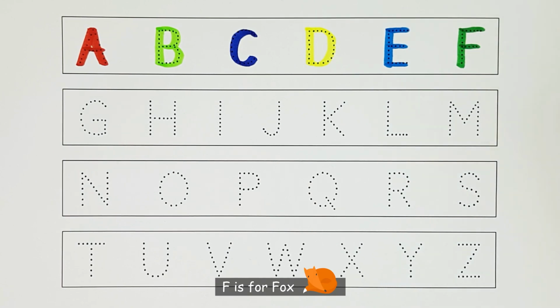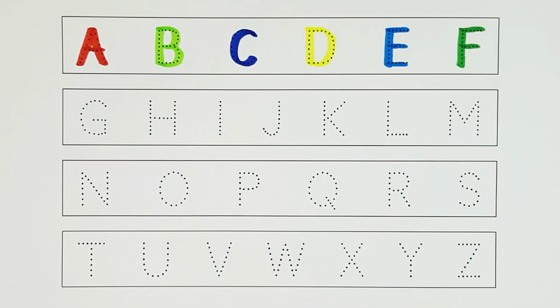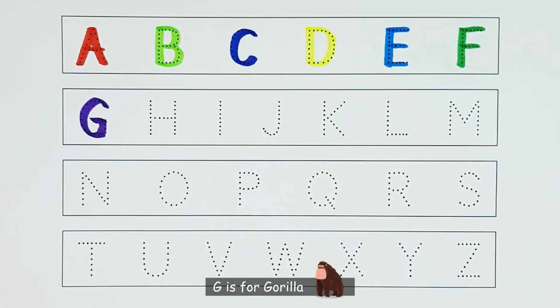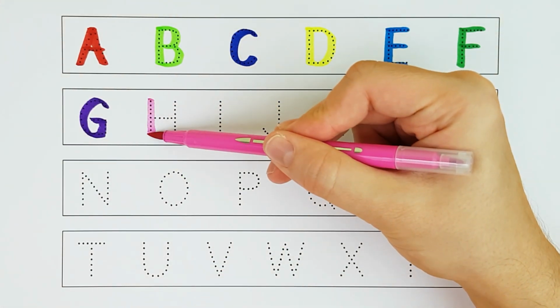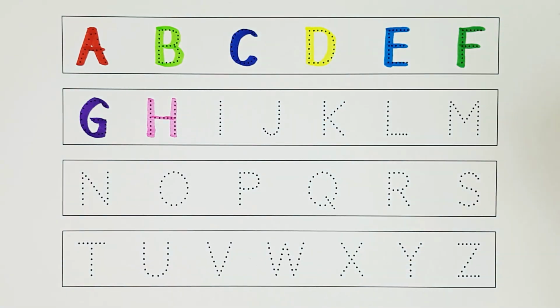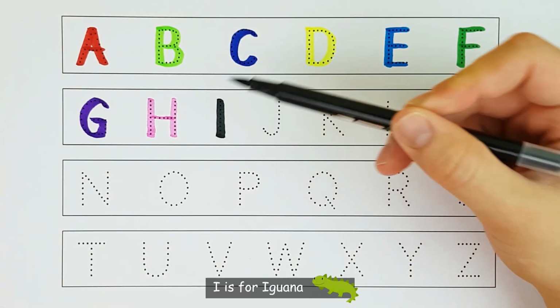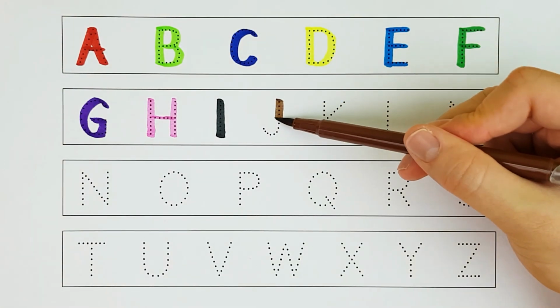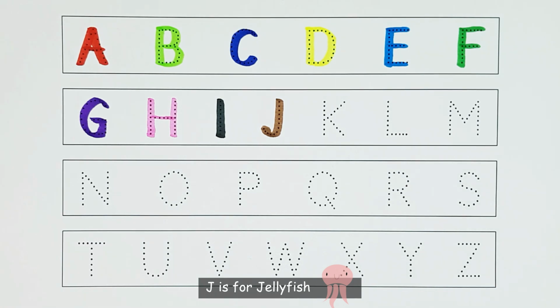F. F is for fox. G. G is for gorilla. H. H is for hedgehog. I. I is for iguana. J. J is for jellyfish.